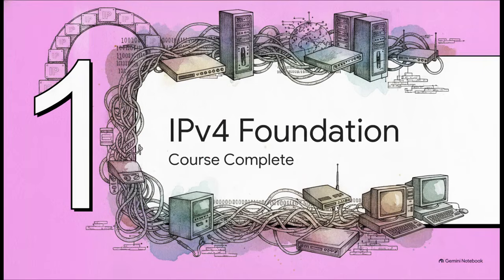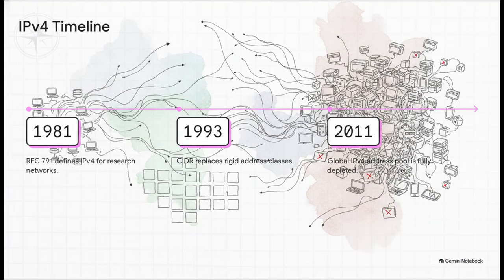Okay, milestone 1, course complete, IPv4 foundation. Because before we can completely embrace the future, we really need to understand the legacy protocol that built the internet as we know it today. Think back to 1981. RFC 791 gave birth to IPv4. And the wild thing here is that it was originally designed as this simple packet switch protocol for a tiny academic research network. Nobody was planning for a commercial, planet-scale internet.